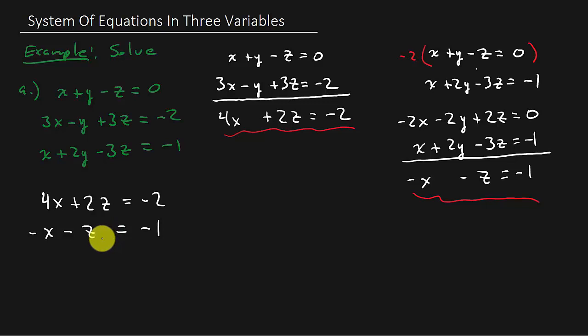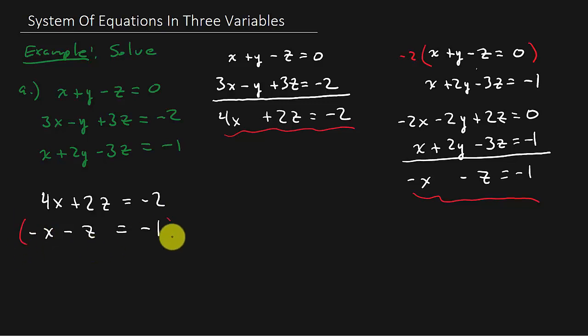So how do we do that? Well, we'll eliminate one of the variables. Let's eliminate z, because all I have to do is multiply by 2. If I wanted to, I could eliminate the x's, and if I did that, I would multiply through by 4. It doesn't matter which one.